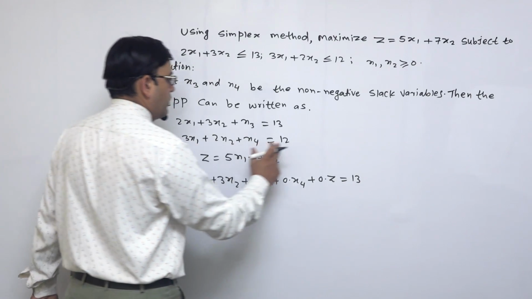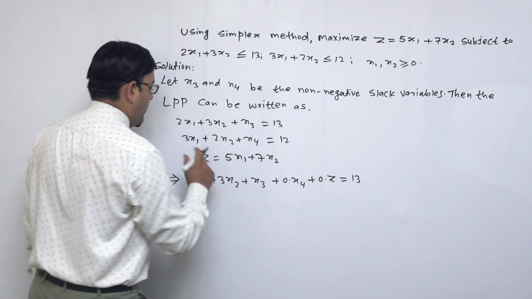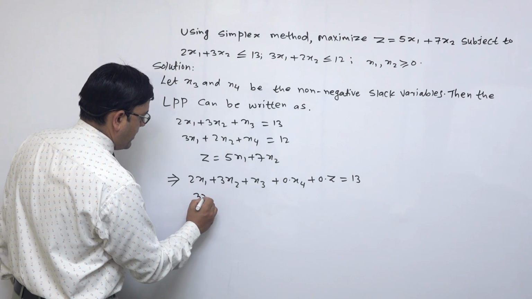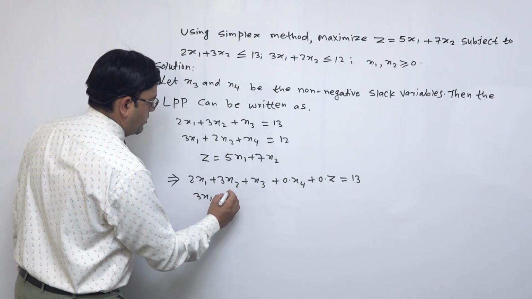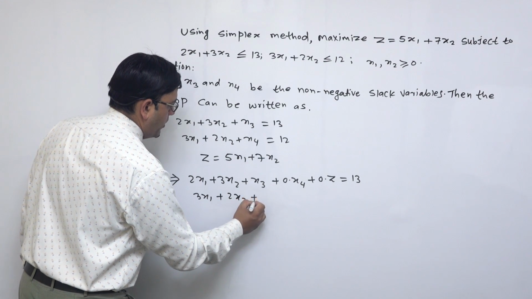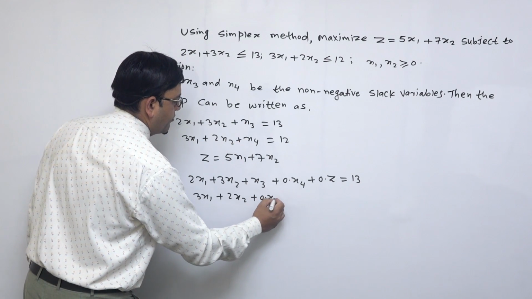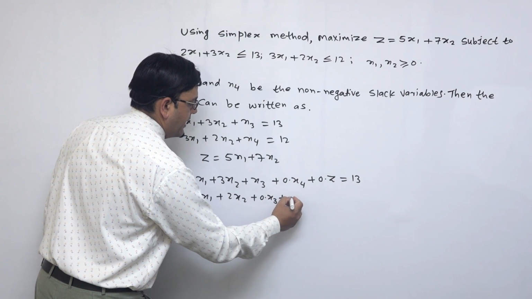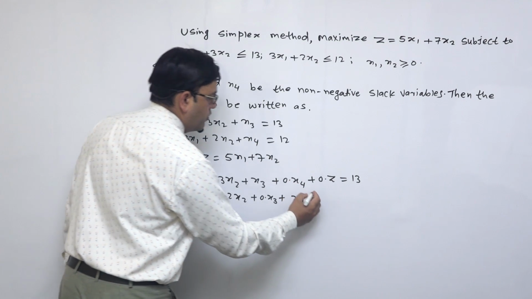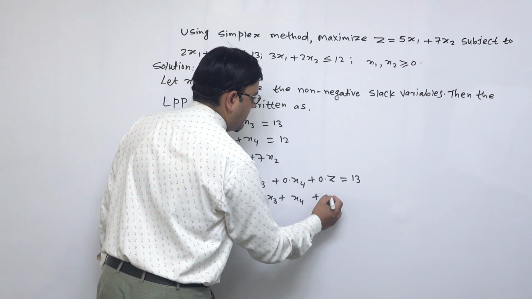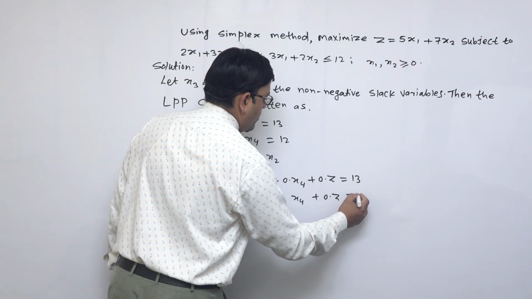Similarly, I think you guessed already, how can we write this one? 3x1 + 2x2 plus 0 times x3, since there is no x3, then x4, only one x4, and 0 times z is equal to 12.